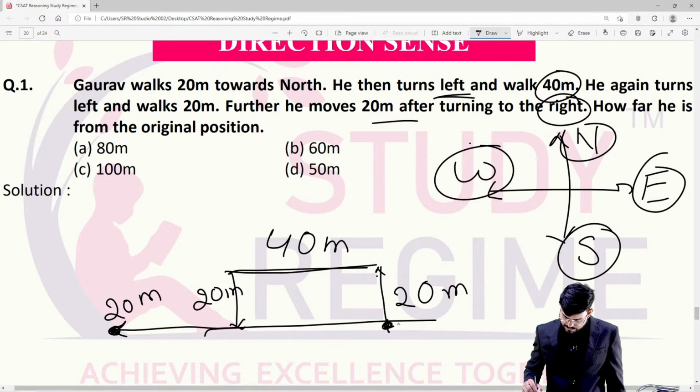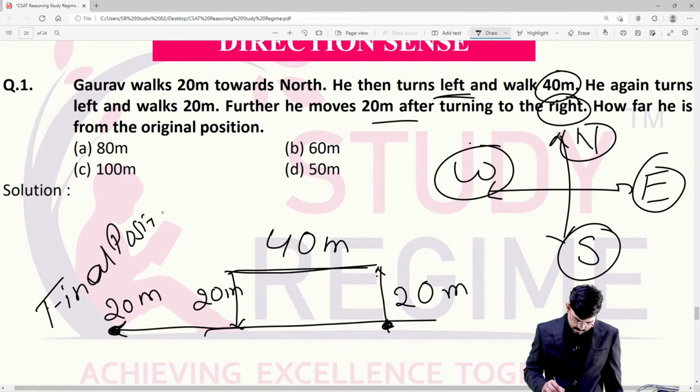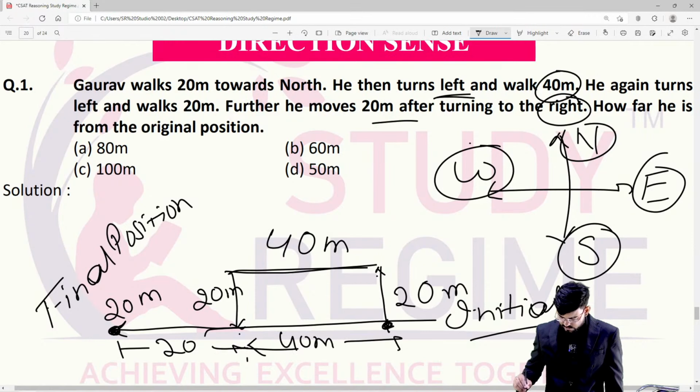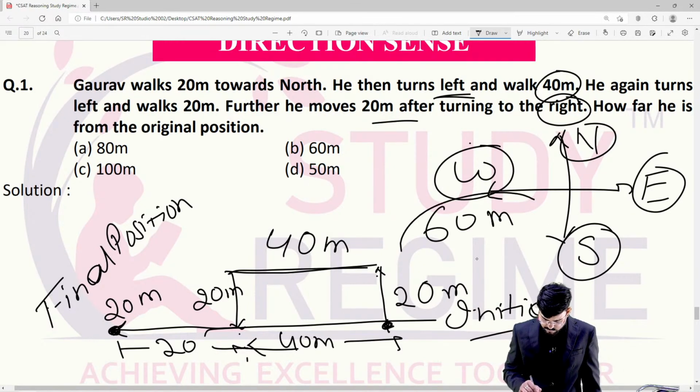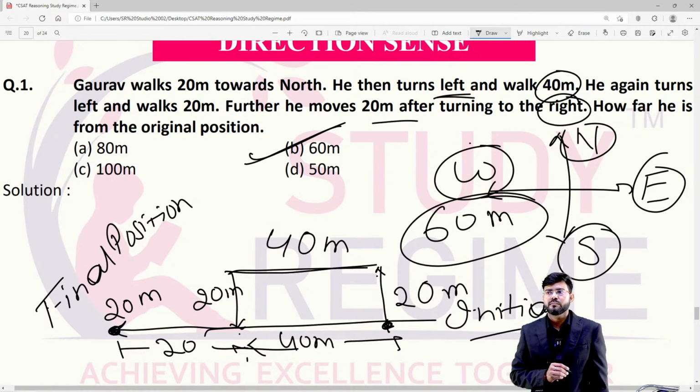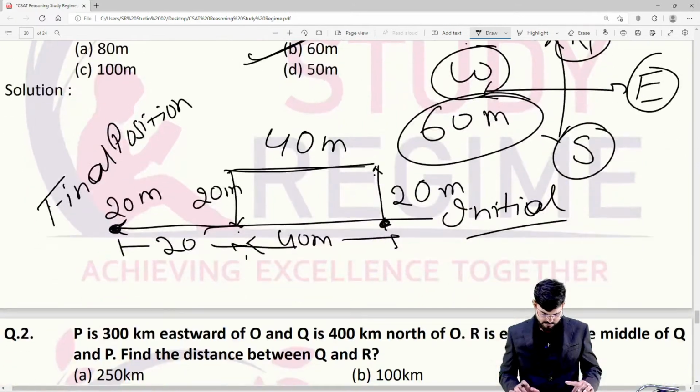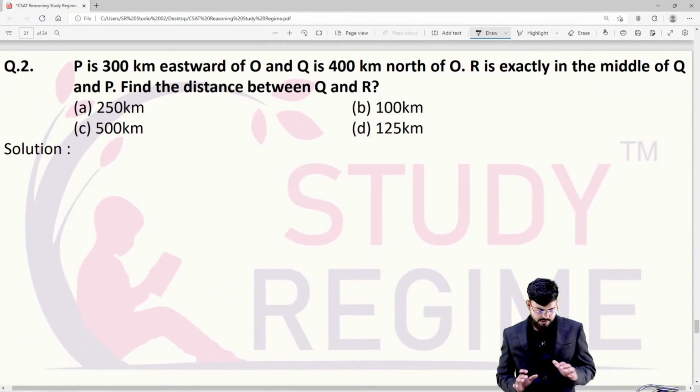This is the initial position. This is the final position. Okay. How far is he from the original position? The question is asking how far he is from the original position. You just have to add these values, 40 meter over here and 20 meter over here. The answer will be 60 meter. Very easy. Your option will become B part. Okay. Let's go with the next topic. Next question.